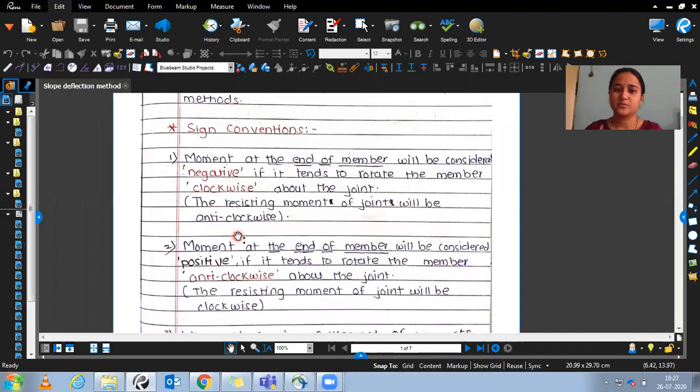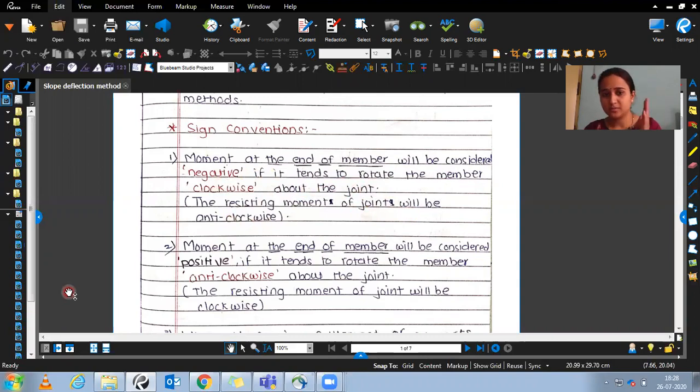The most important part, where we always get confused or make silly mistakes, is the sign conventions. For that purpose I have separately added this sign convention part at the start of this session. Moment at the end of a member will be considered negative if it tends to rotate the member in clockwise direction about the joint. The resisting moment at the joint will be anti-clockwise.